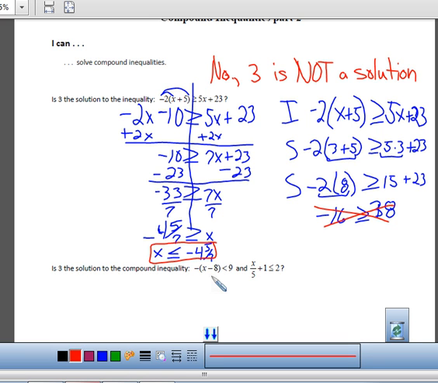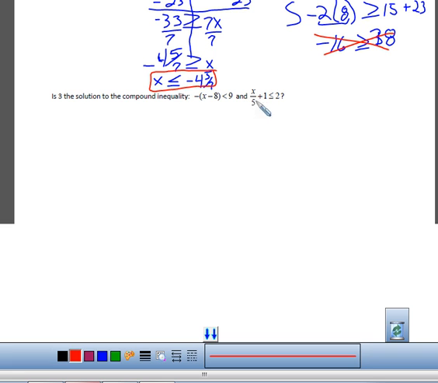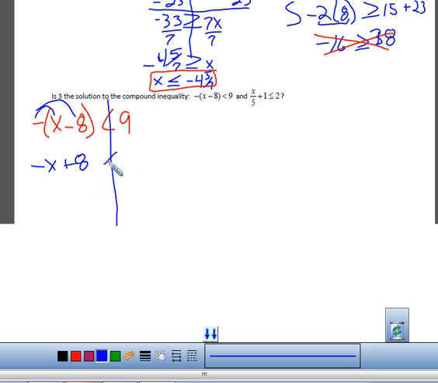Alright, so now let's take a look at a compound inequality. So we've got negative parentheses x minus 8 is less than 9, and x over 5 plus 1 is less than or equal to 2. Alright, so we have a compound inequality. It has and. We could actually combine these together if we wanted, but I'm going to just go ahead and solve both of them. So let's solve the first one. So negative x minus 8 is less than 9. So go ahead and we'll distribute the negative sign. So we have negative x plus 8 is less than 9.